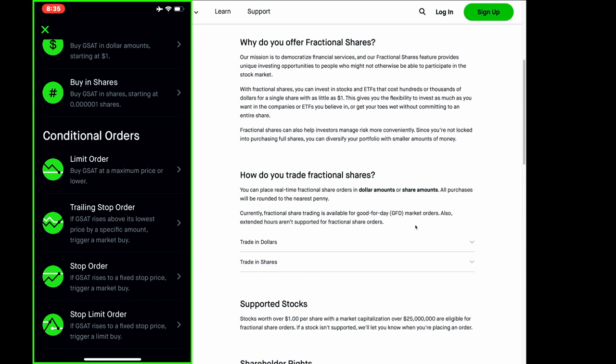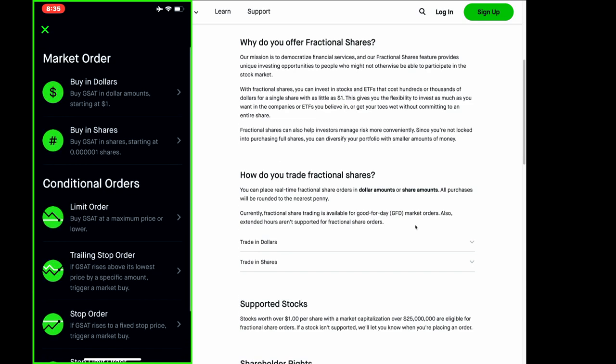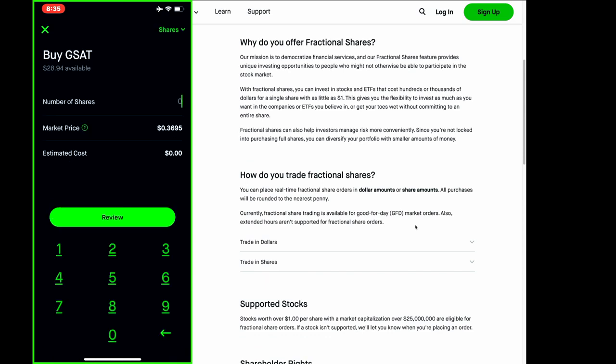Just remember, if you're buying fractional shares, conditional orders will not work for you. You cannot possibly in any way, shape, or form get it to work for you. You'll have to use a market order, which is up here in buy in dollars, or you use buy in shares. So really, there's no reason to be buying so many shares. It's so much easier to just buy in dollars.